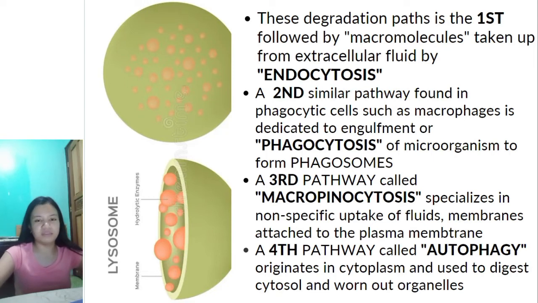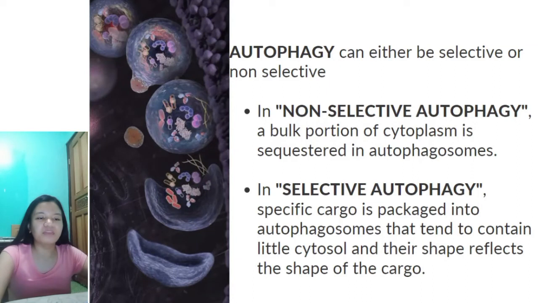So, all cell types, nagdi-dispose sila ng mga obsolete parts by a lysosome-dependent process which tinatawag natin na autophagy or self-eating. Autophagy can either be selective or non-selective. So, sa non-selective autophagy, yung bulk portion ng cytoplasm is nasa-sequester sa autophagosomes. While sa selective autophagy naman, yung specific cargo is nakapackage into autophagosomes, which is nagko-condense ng little cytosol, and yung shape nito is nagre-reflect din sa shape ng cargo.